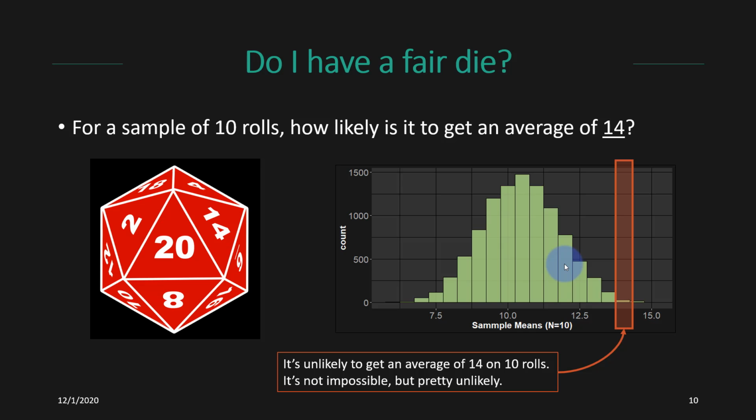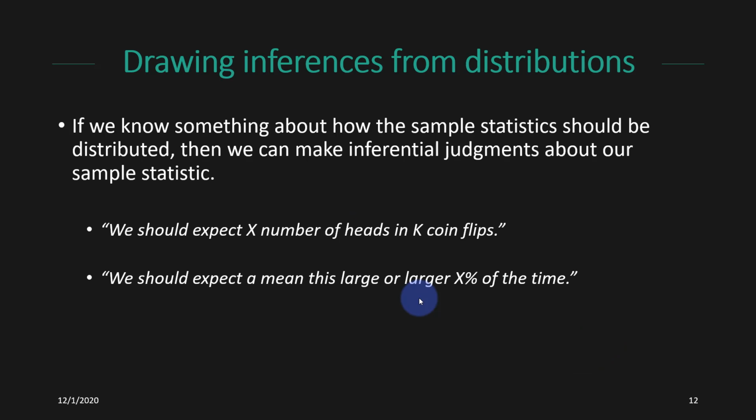If you saw me get an average of 14 on 10 die rolls, that's much more unusual under the null hypothesis. It certainly can still happen, right? But it's pretty unusual. So if you observed this, you might actually reject the null and say, hey, I don't think that die is fair. Okay, so this gives you a general introduction to how we're going to be drawing inferences from distributions.